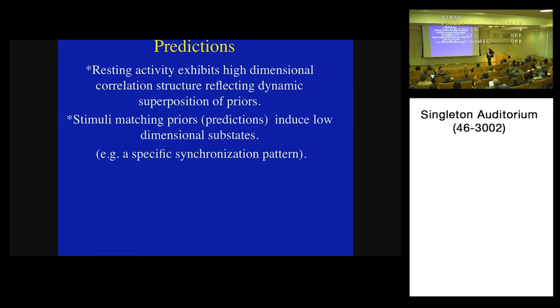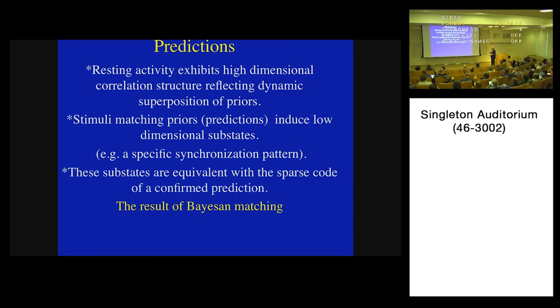If stimuli become available, if sensory evidence becomes available that matches some of these priors, the system dynamics should collapse into a lower dimensional state. There should be substates generated that have a lower dimensionality that can then be classified. They could consist of specific synchronization patterns, and I will provide you some evidence that gamma comes in again here. And these substates would then be considered equivalent with a sparse code of a confirmed prediction, the result of a Bayesian matching.